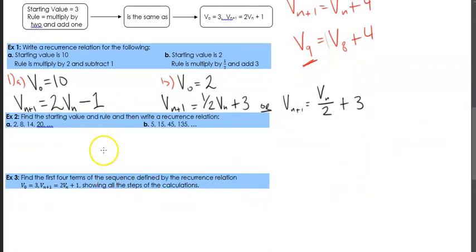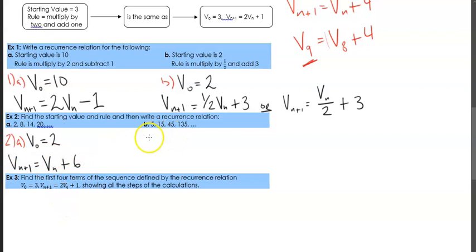Find the starting value and rule, and then write a recurrence relation for the following number sequences. We know that a starting value in this case is 2, and it's always the first number within the sequence. V of 0 is equal to 2. Now let's try to figure out what this is going up by. I think I can see a common difference of 6, so this is adding 6, adding 6, adding 6. Okay, easy. V of n plus 1 is just getting the previous term, V of n, and adding 6.